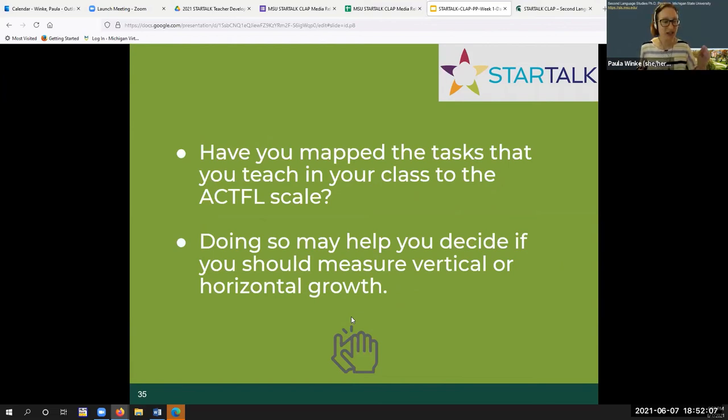And the question is, can you look through your textbook or the materials that you have and identify the tasks for what level of proficiency they're at? And then if you do see that your whole semester is more at the intermediate mid, intermediate high range, you may decide that you want to measure more of the horizontal growth within that proficiency bandwidth rather than trying to measure vertical growth.